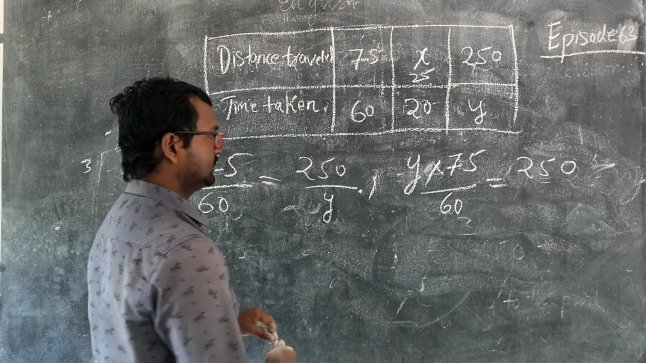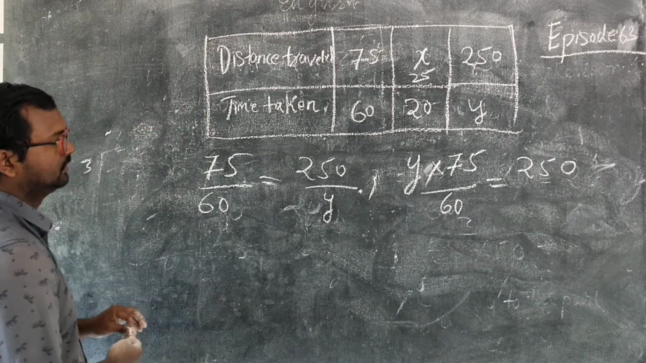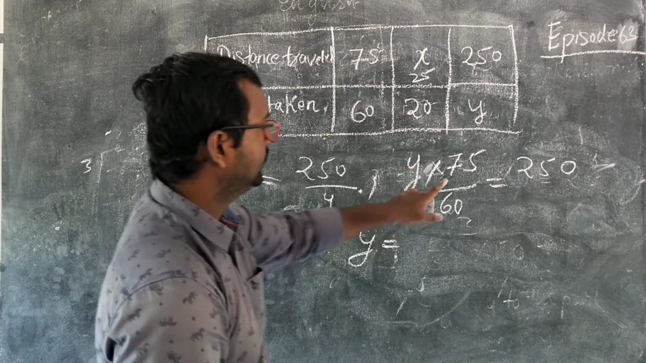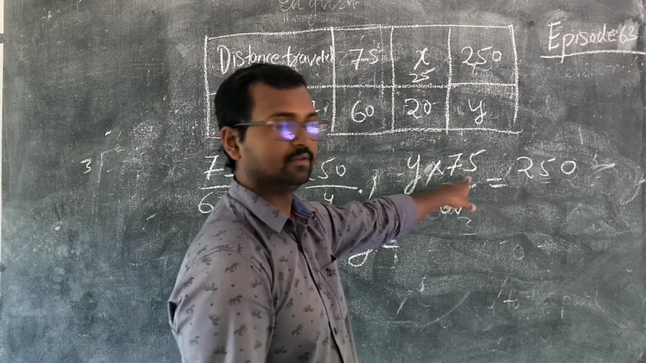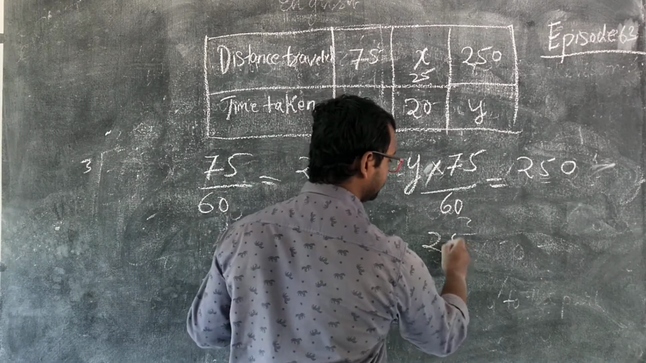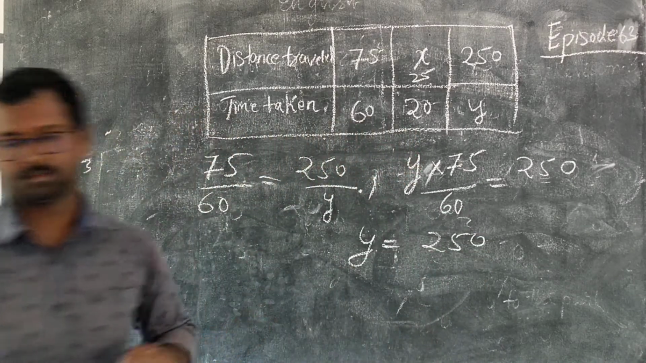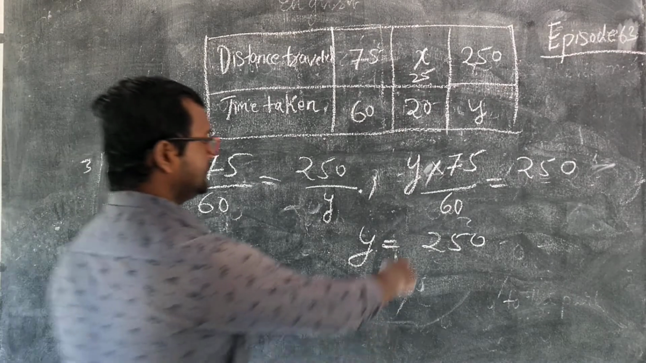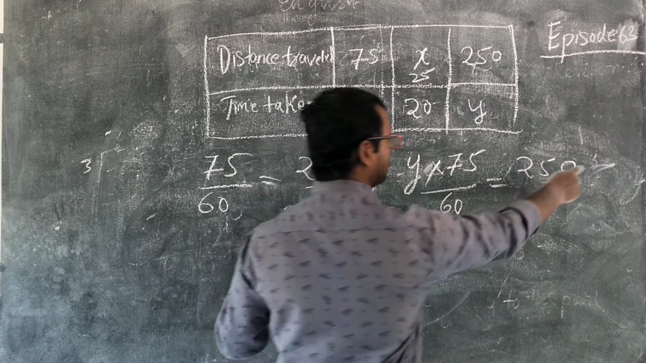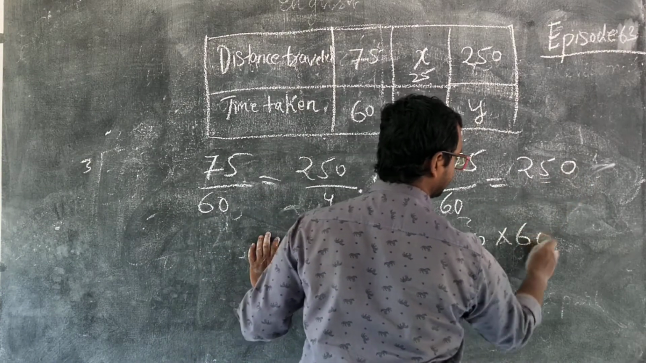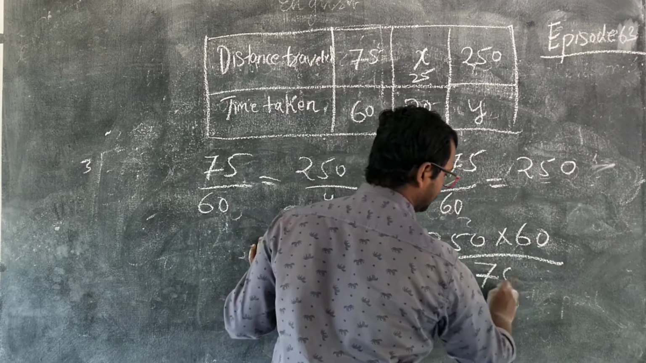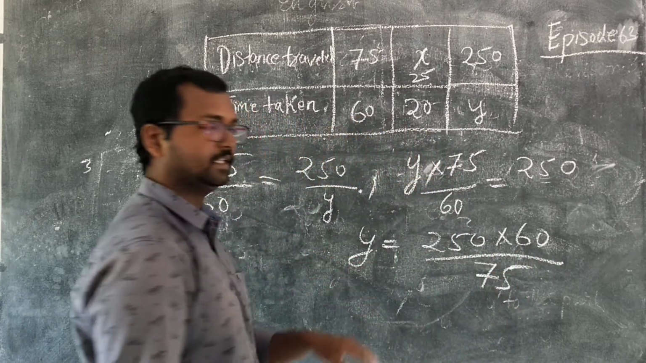So what I'm going to do is keep y there. Now we have to remove the 75 from here. So 250 is already there, and this 60 from the denominator will move towards here, divided by 75. Now we will get the value of y.